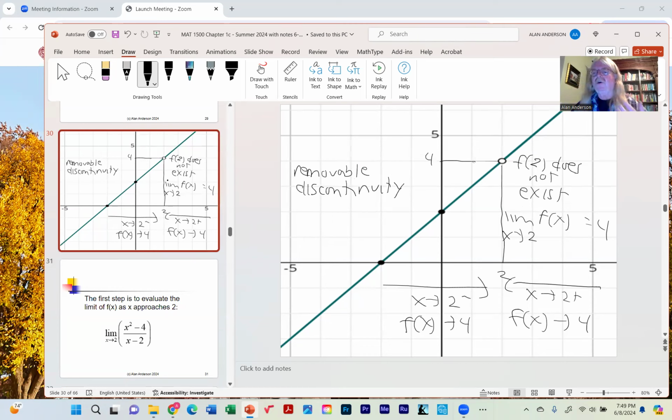Okay, meaning it just has a hole. Because the function is discontinuous, and yet the limit does exist at that point.